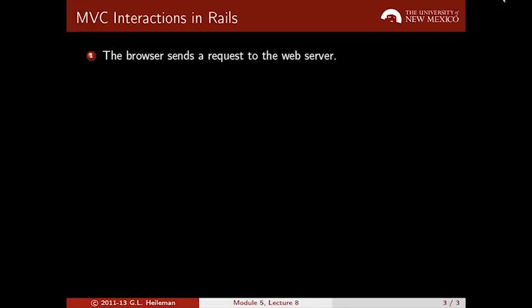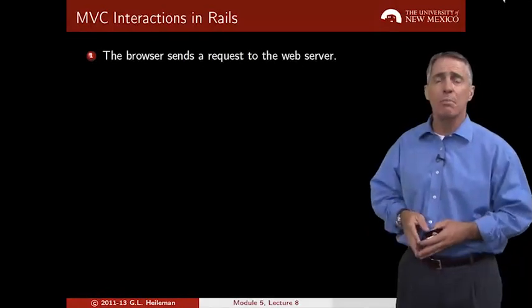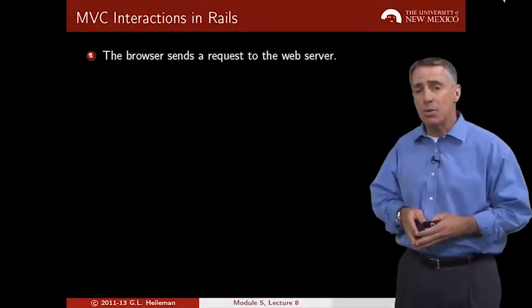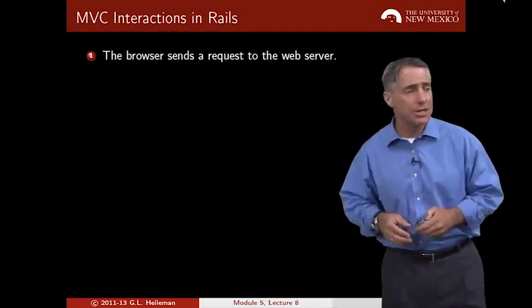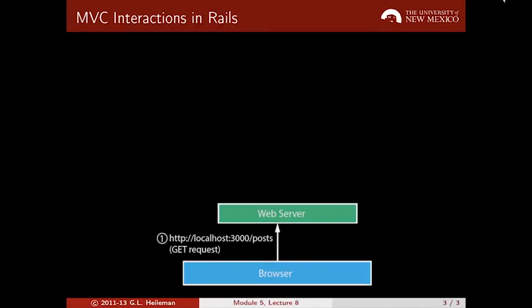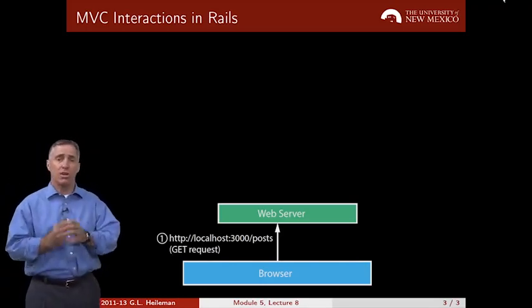Let's take a look at how this works step by step in detail in a Rails application. So it all starts by the browser sending an HTTP request to the web server. And this happens when somebody clicks on a link, say, in your web application. So this is the first thing. Let's take as an example the request. I'm assuming that you're running your server locally and that you're doing a GET request for posts. So we've seen previously that this should return the index of all the posts. So the first step is this request is issued as an HTTP GET request to your web server.